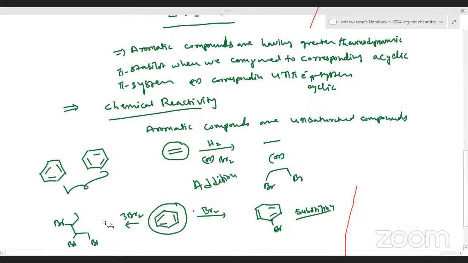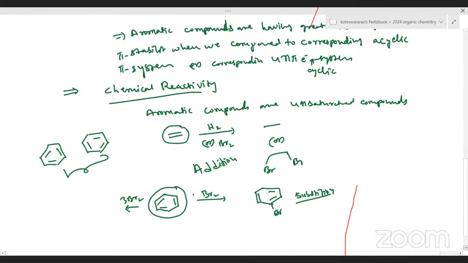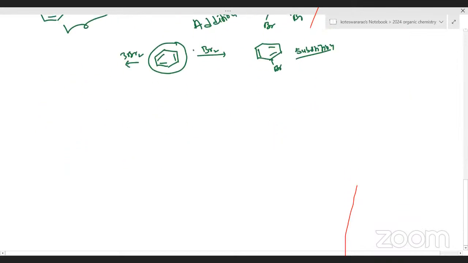If it undergoes the addition reaction, the structural changes will destroy the aromatic property of the compound. But whenever aromatic compounds undergo substitution, that will not disturb the aromatic character of the molecule. Therefore, aromatic compounds generally undergo substitution rather than addition, even though they have unsaturation. This is the second characteristic feature. Next, the third characteristic feature, which is very important to characterize aromatic compounds.